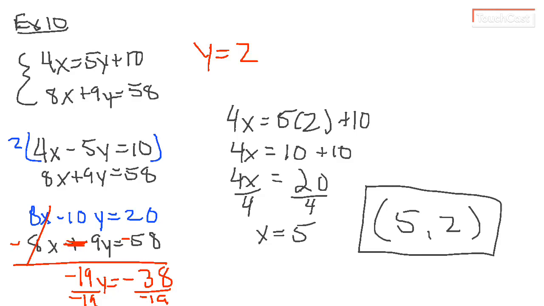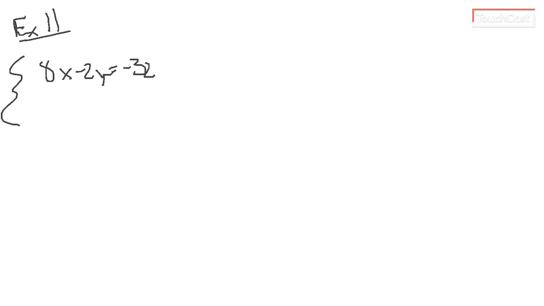All right, let's look at example 11. We're going to have the system 8x minus 2y equals negative 32, and 3x minus 11y is equal to negative 53. And that 53 did not look good. Neither does my 32. Let me fix those along with that y right there.